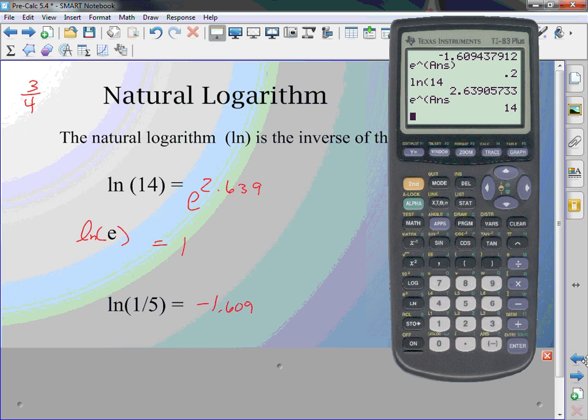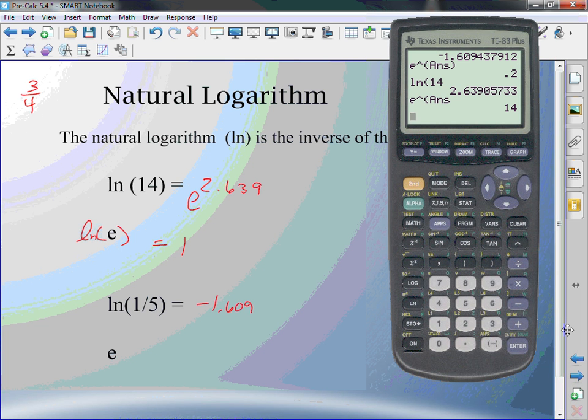Do you understand logs and ln's? All right. Open your books to page 361.